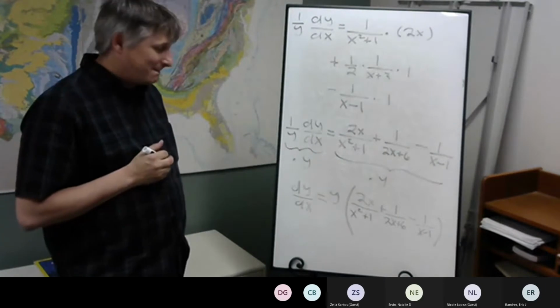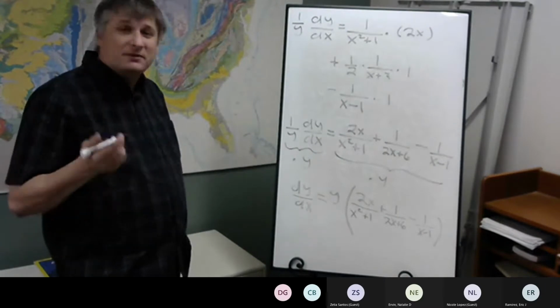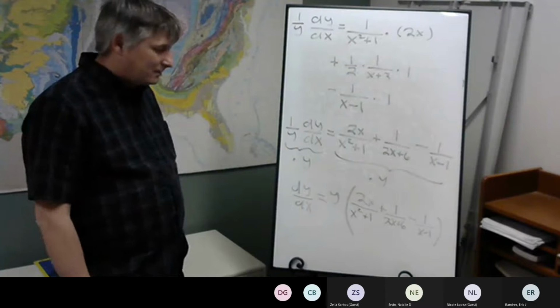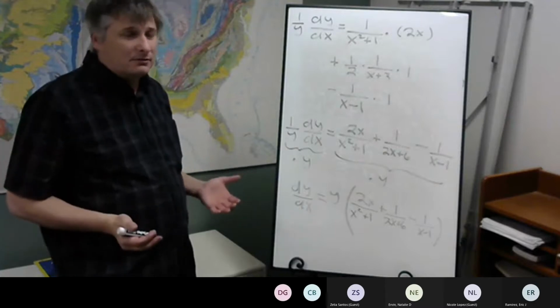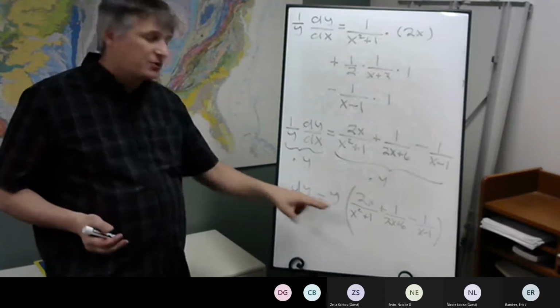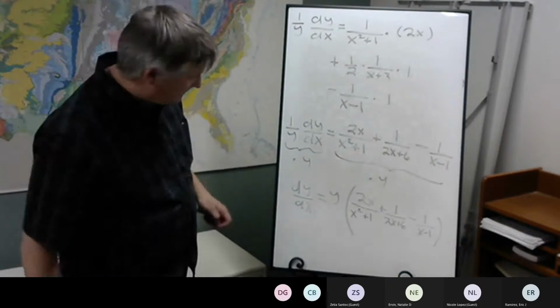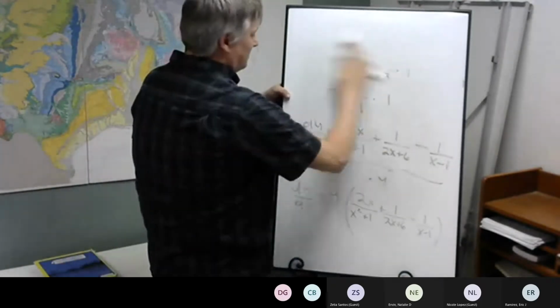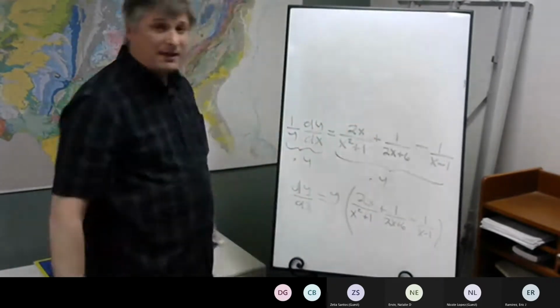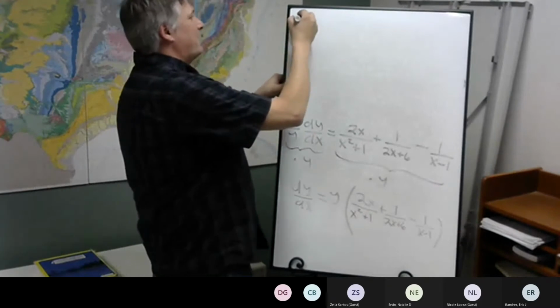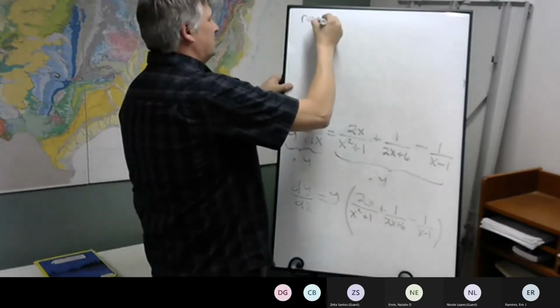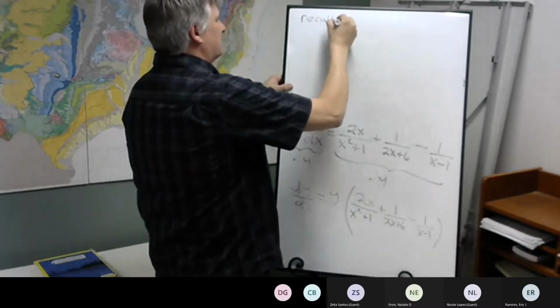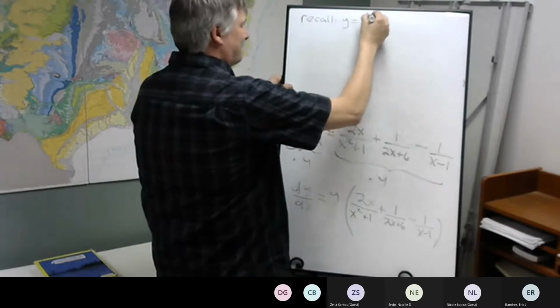Questions about that? Well, there's one step left. We do know what y is. y was the original function we were working with. So, what that means is that dy dx is going to be in terms of this y.